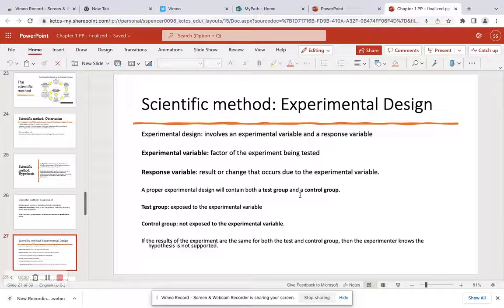Then you have the test group, that's actually the group being tested, and the control group. These are the groups not exposed to the experimental variable. So again, experimental variable, it's the factor of the experiment that we're actually testing. The response variable, what do we expect to happen due to being exposed to the experimental variable? Then we have the two groups that we're going to experiment on, the test group and the control group. The control group is not exposed to the experimental variable, whereas the test group is exposed to the experimental variable.